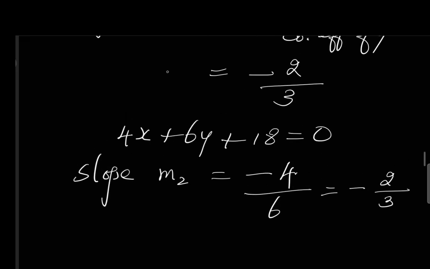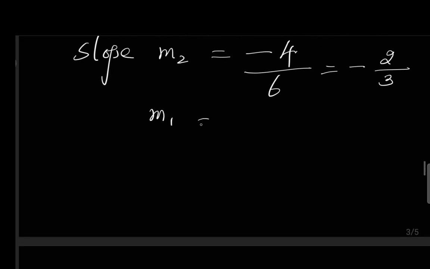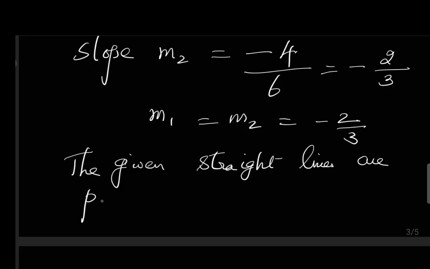See, both the slopes m1 and m2 are equal. m1 is equal to m2 is equal to minus 2 by 3. The given straight lines are parallel.